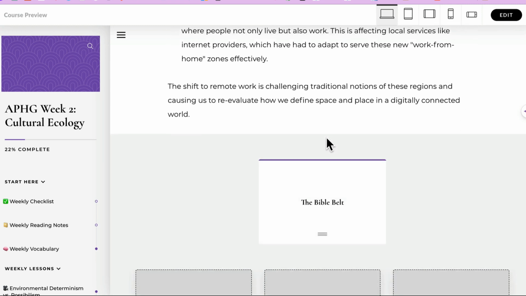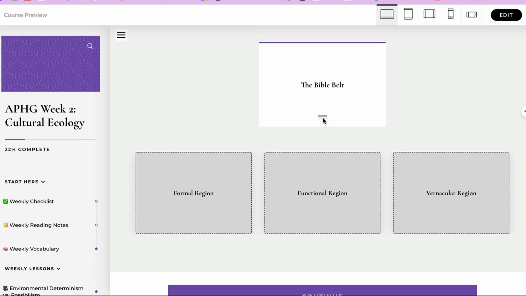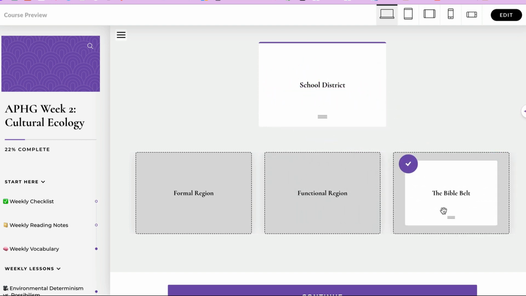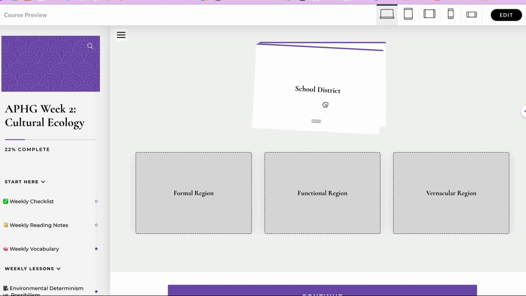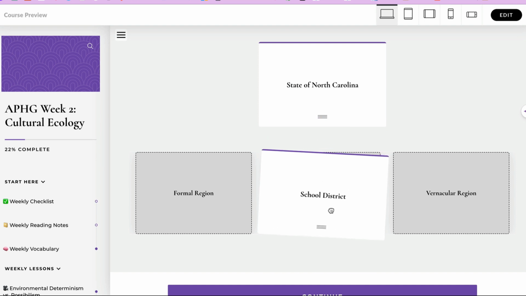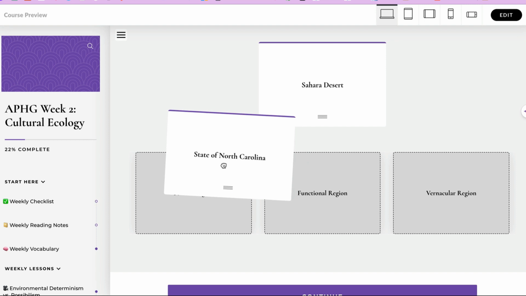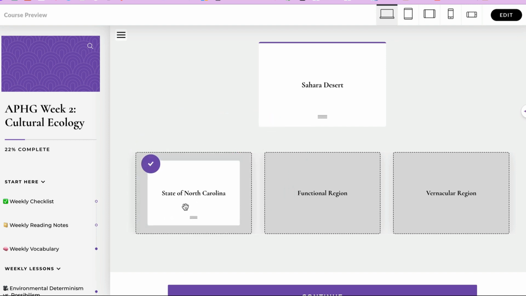So, if we were going to sort these, what would you say the Bible Belt is? Vernacular. School district is probably functional because it's going to affect the students around it. State of North Carolina, again, states are a great formal region example. Sahara Desert is recognized, with those boundaries.